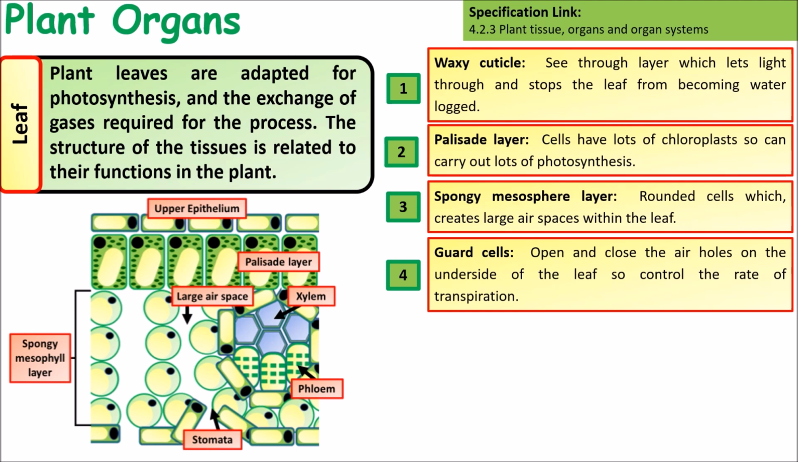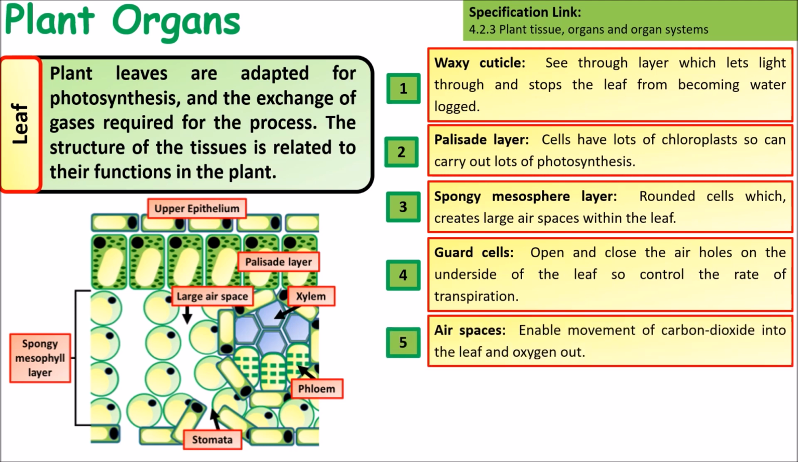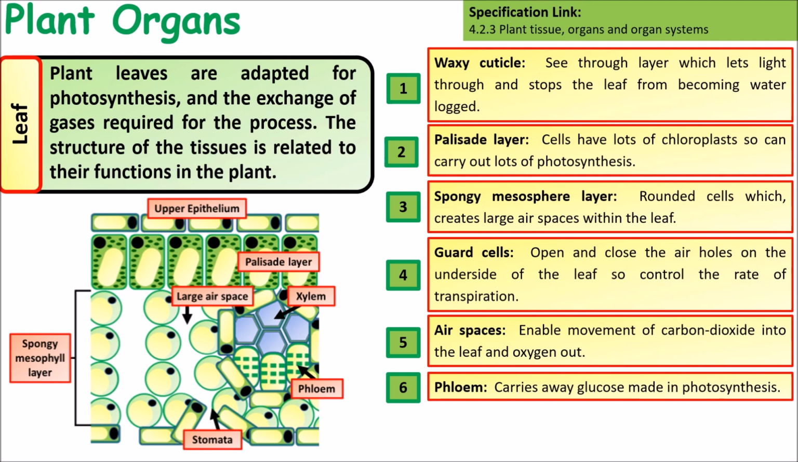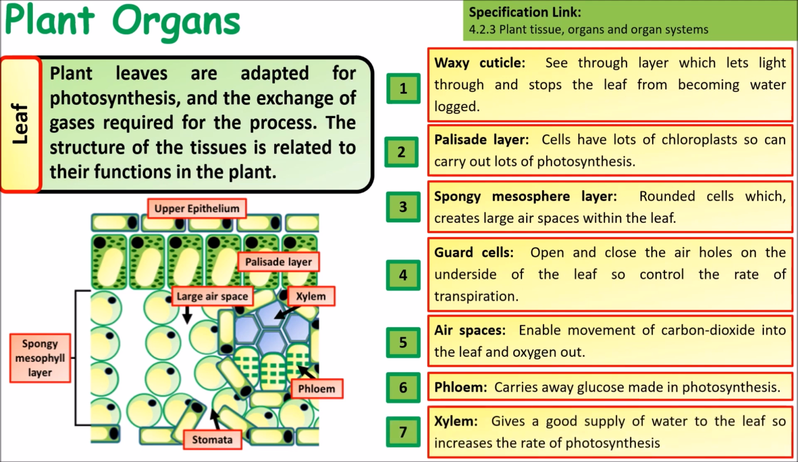These open and close the stomata, which are the holes leading into the leaf. You've got large air spaces, so carbon dioxide can diffuse in and oxygen can diffuse out. You've got lots of phloem, so phloem carries away the glucose made in photosynthesis, and xylem provides a good supply of water which is needed in photosynthesis.